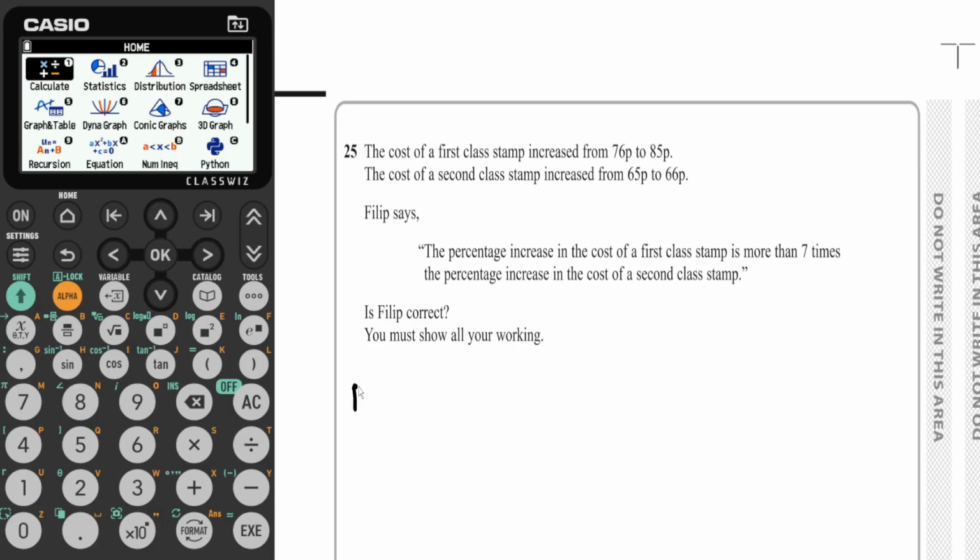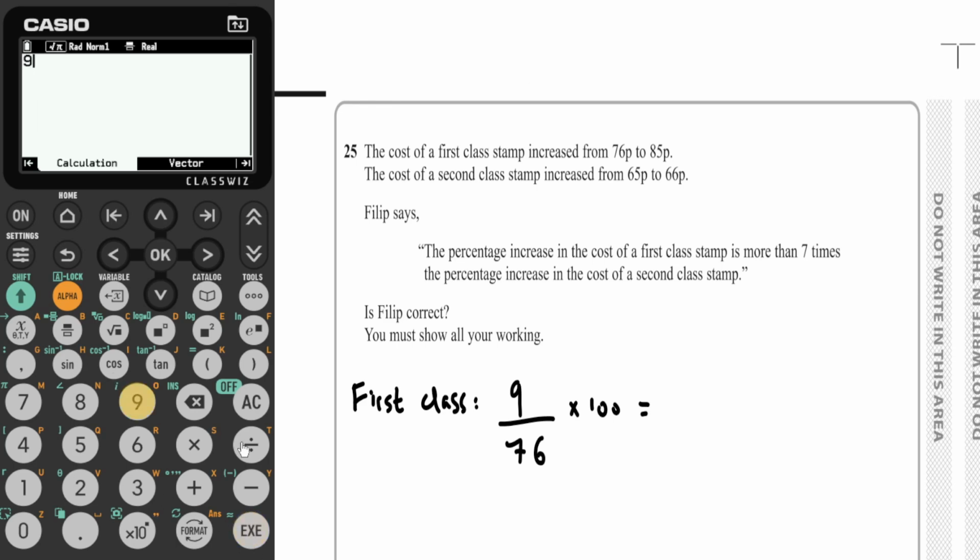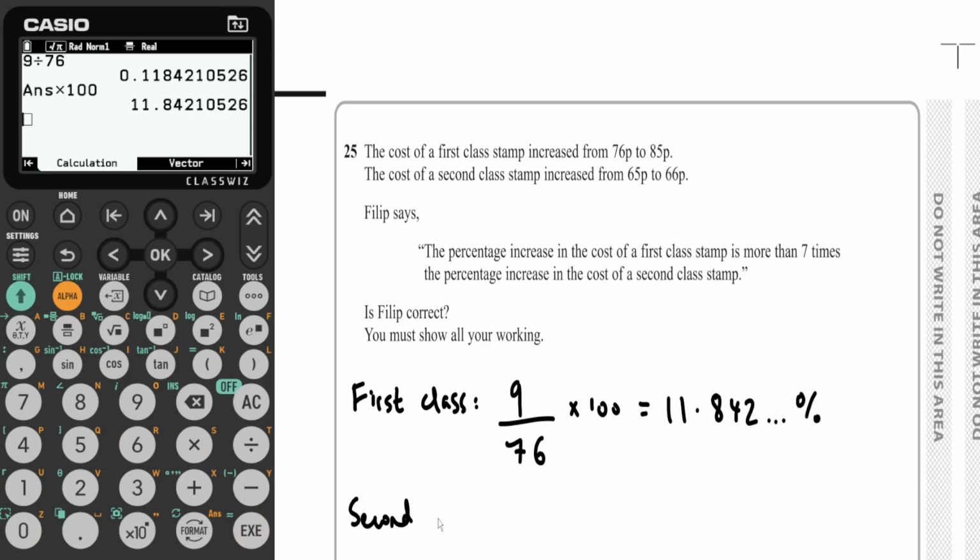Well, let's take a look at the first class. We're going from 76p to 85p, so that's a 9p increase. So if I do 9 over 76 times by 100, this will tell me the percentage increase. So I've got 9 divided by 76 multiplied by 100, which is 11.842, etc. %.